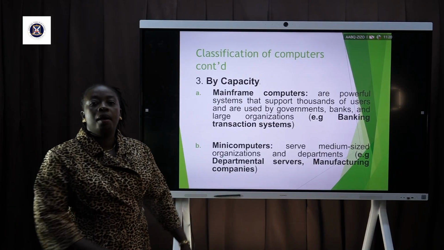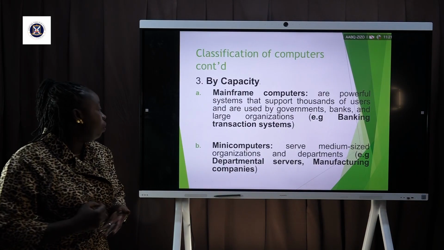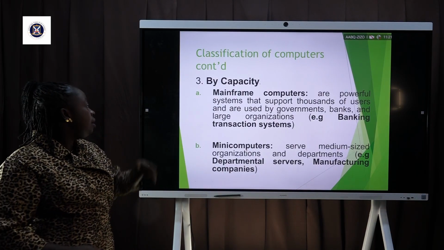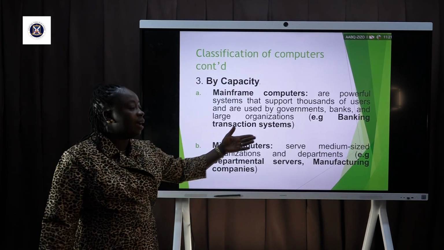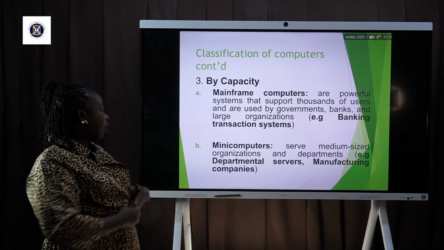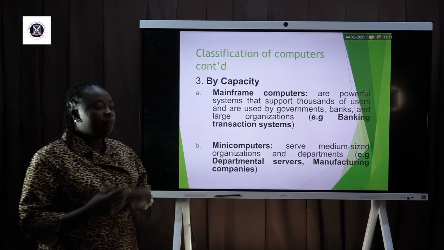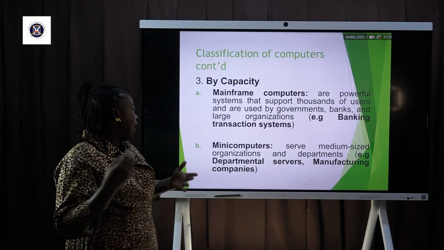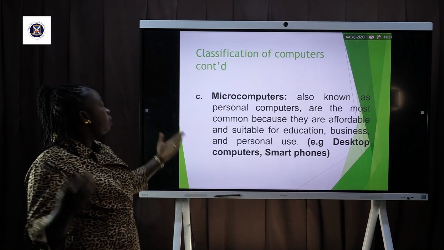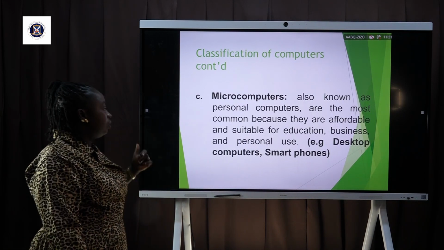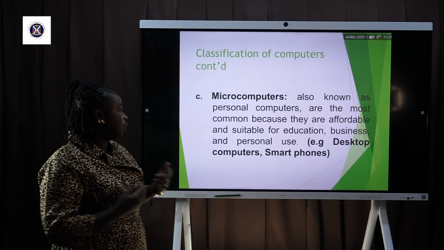Classification of computer by capacity. We have our mainframe computers, our microcomputers, and our mini computers. Mainframe computers are powerful systems that support thousands of users and are used by government. Examples, banking transaction system. Then we have our mini computers which serve medium-sized organizations and departments. Examples, our departmental servers. We have also microcomputers, also known as personal computers, are the most common because they are affordable and suitable for education.